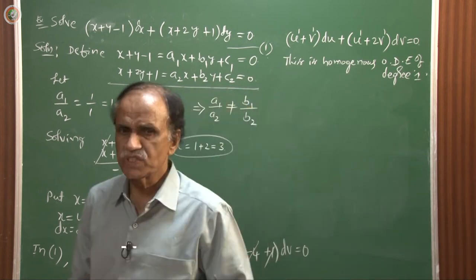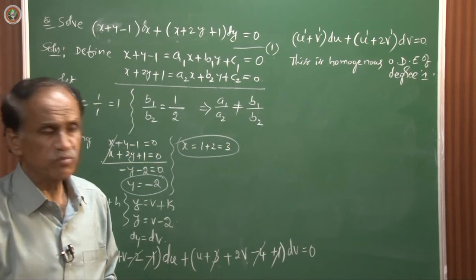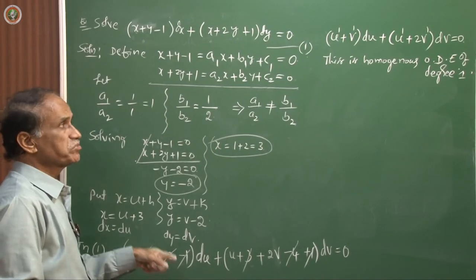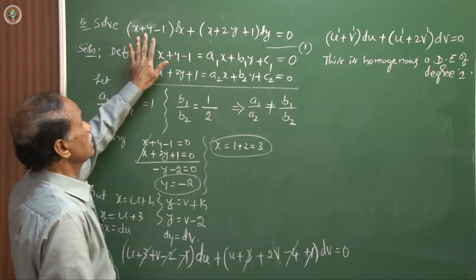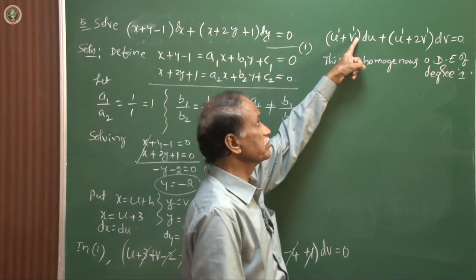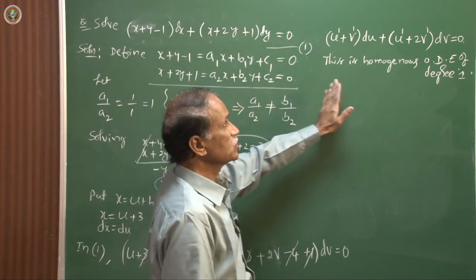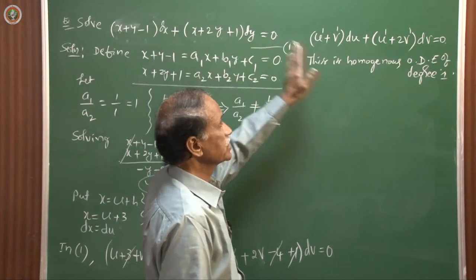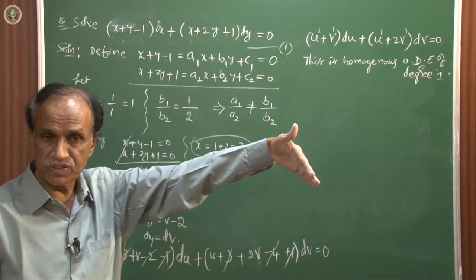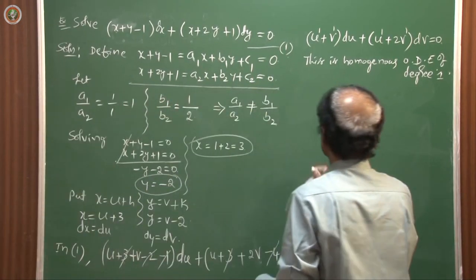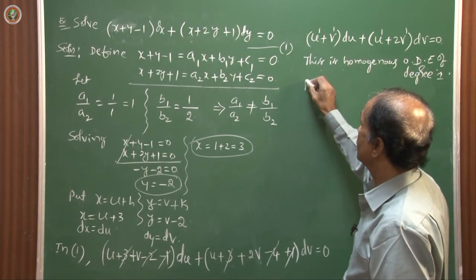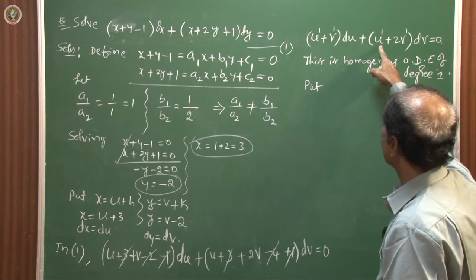This is the only procedure. Even if you solve 100 problems, these steps must be understood and followed, because here it is non-homogeneous because of the independent constant term. There is no constant term here. This procedure will help us convert from non-homogeneous to homogeneous form, because after homogeneous we know the procedure to solve the differential equation. Once it is a homogeneous ODE, we will go for the substitution.